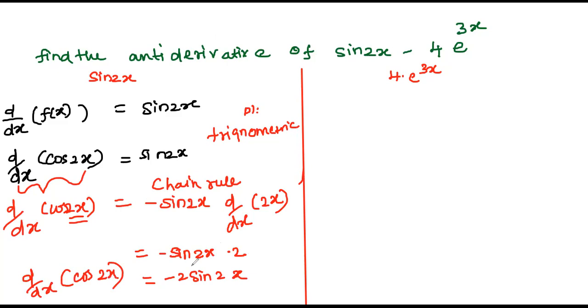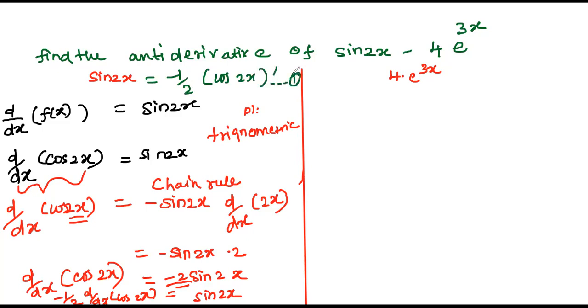Now I can rewrite this, I can take this minus 2 to the other side. That will become minus 1 by 2 d by dx of cos 2x is equal to sine 2x. And I can write it as minus 1 by 2 cos 2x the whole dash. Let me assume this as the part 1 solution. Are you able to follow this?